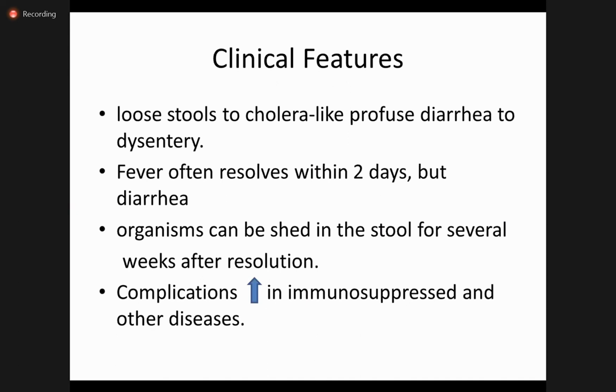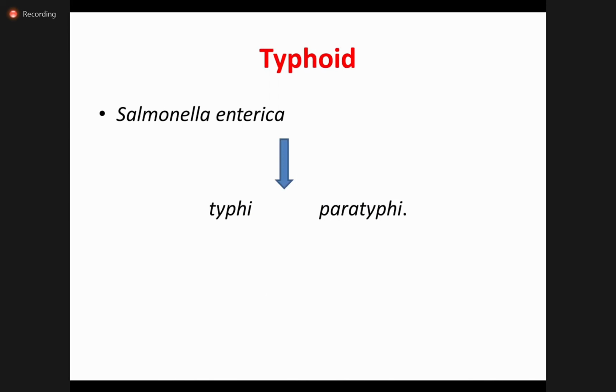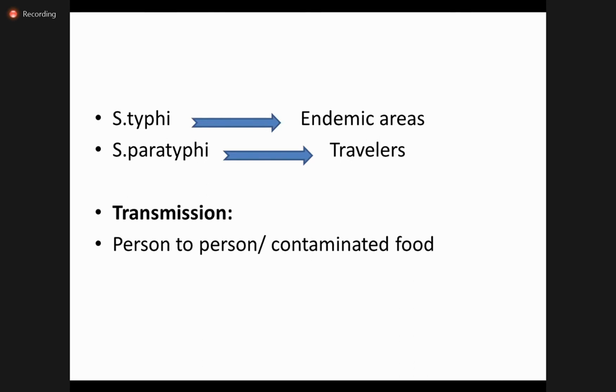Okay. Organisms can be shed in the stool for several weeks, even after the person who had typhoid or salmonella infection has recovered. So the person will keep on shedding the organism in the stool even after the resolution of the disease. Typhoid has two types, that is typhi and paratyphi. S. typhi is in endemic areas, whereas paratyphi is associated with travelers and contaminated food.